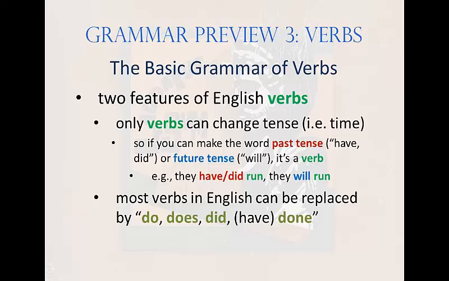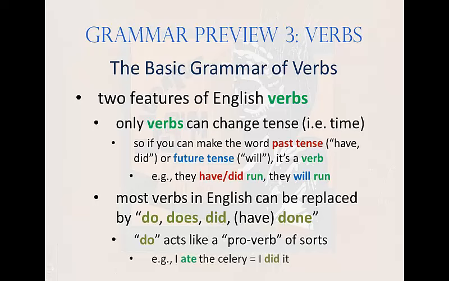Second, here's another feature unique to verbs in English. They can be replaced by do, does, did, or done, as in have done. The English verb do is a sort of proverb. It replaces verbs the same way pronouns replace nouns. In other words, just as you can substitute it for a noun like celery, I like celery, I like it, you can replace most verbs with a form of do. For instance, I ate the celery can also be expressed as I did it.